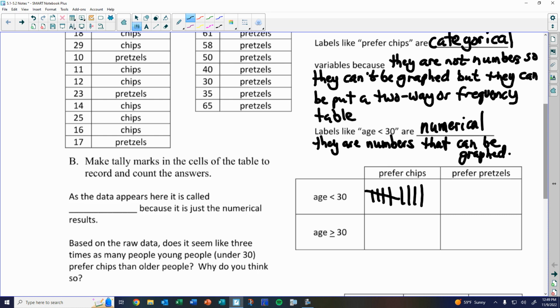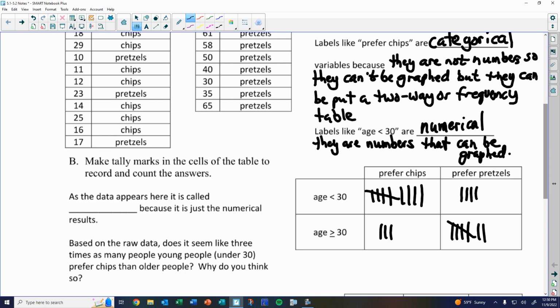Little tick marks. How many people, same age, but prefer pretzels? Less than 30 that prefer pretzels. How many people is that? 4. So we're just going to put 4 little tick marks because we don't need to put a line through that. That's less than 5. All right, what about the old folks, my people? Prefer chips that are greater than or equal to 30. 3, right? And then what about prefer pretzels? How many people prefer pretzels? 7.